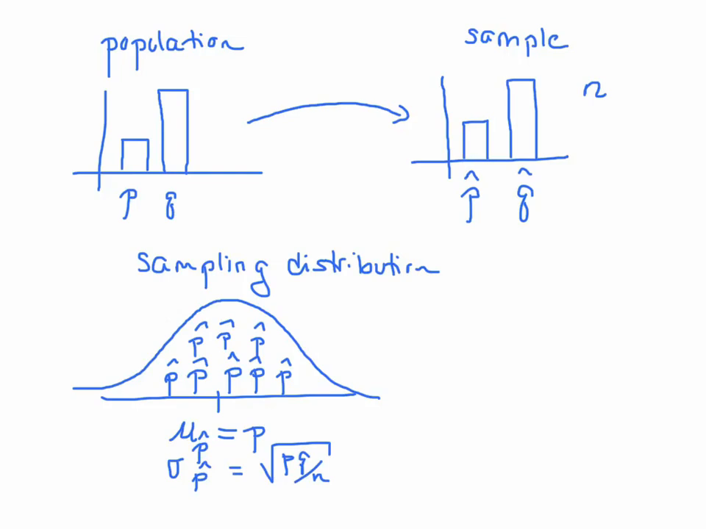And what we will be doing is taking our individual P hat, this one right here, for example, and we will be spreading our arms and creating an interval. And we hope that this interval will capture the true P.